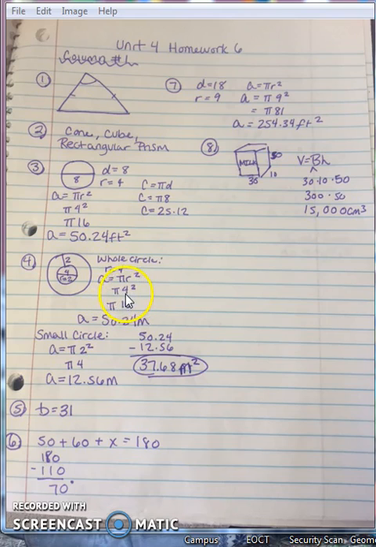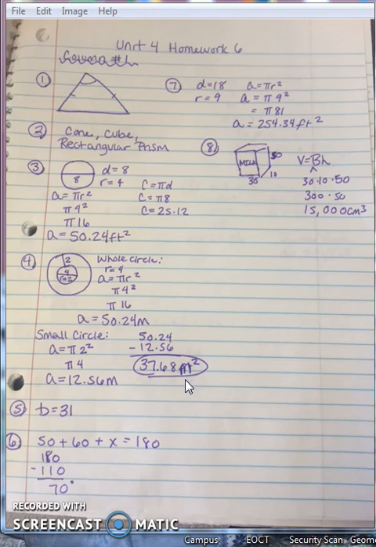Okay, so we have pi times 4 squared, which is 16. 16 times pi is 50.24 meters. Okay, the small circle, we realize that our radius is 2, so we have 2 squared, which is 4. 4 times pi is 12.56. Once we've calculated these two areas, we can subtract to find the area of the shaded region, which is 37.68 meters squared.